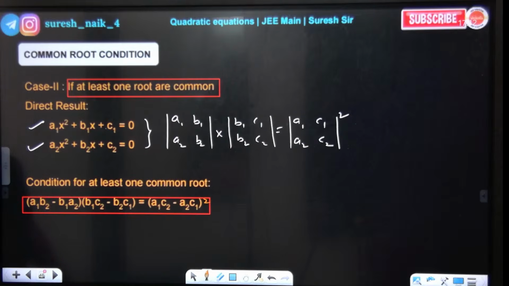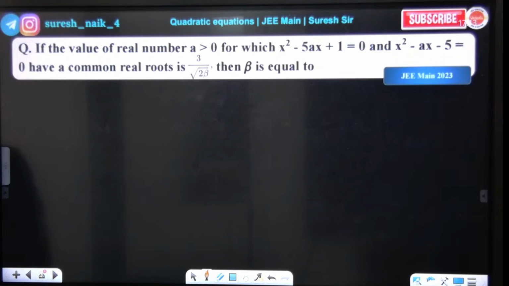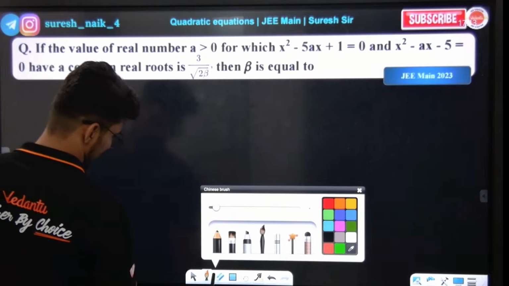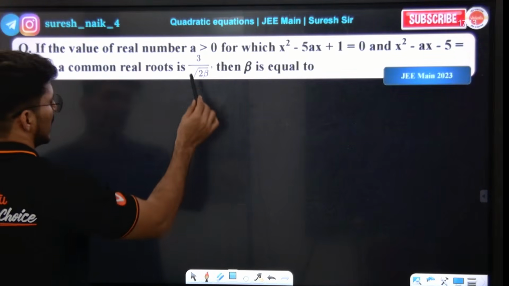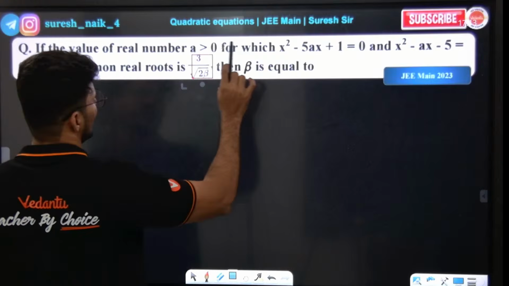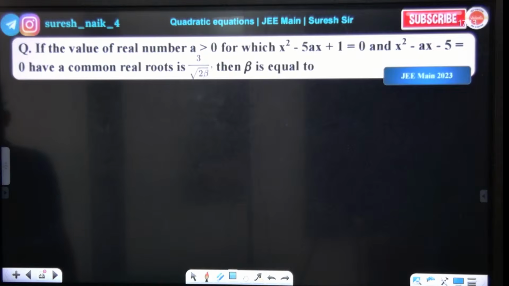Okay, yes sir. Sir, if we solve a question we will get an idea. Let's solve a question. See the question. The value of real number a for which these two equations have a common real root. That is this.